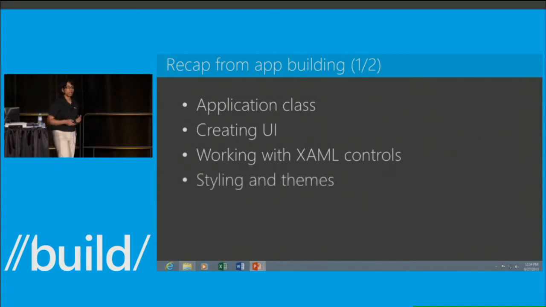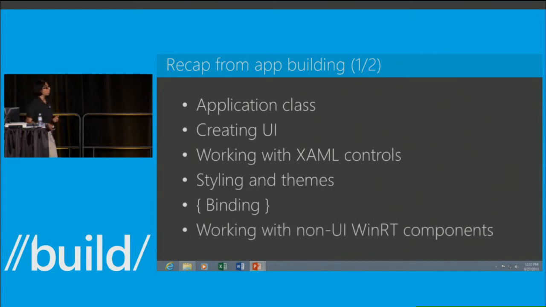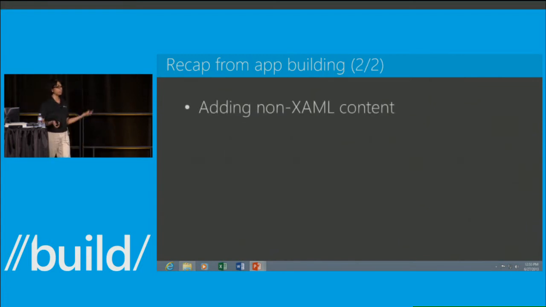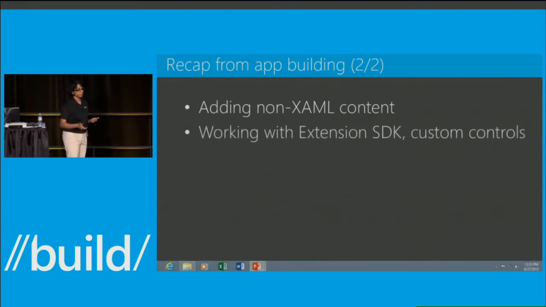We saw how to handle styling and themes. We saw how you can opt into dark and light themes and how they are reflected in your app. We used the binding markup extension to create a runtime binding to your data model. We worked with a lot of non-UI components like storage files and file input-output operations and how to handle those. We added a lot of non-XAML content. We added HTML content. We added DirectX content in the form of a custom control. We added all of that. Yes, we worked with extension SDKs. We added a Bing Maps extension SDK to our app and actually used a custom control from that extension SDK.